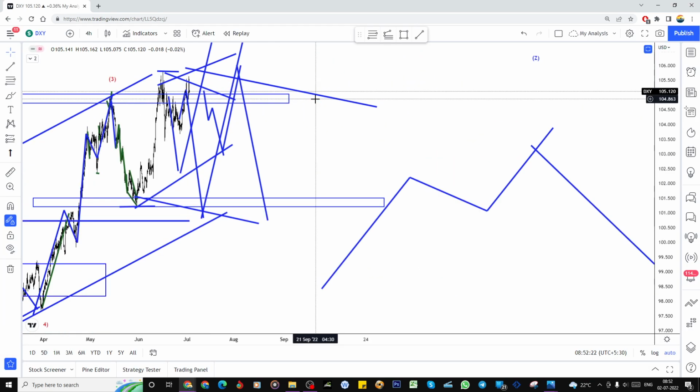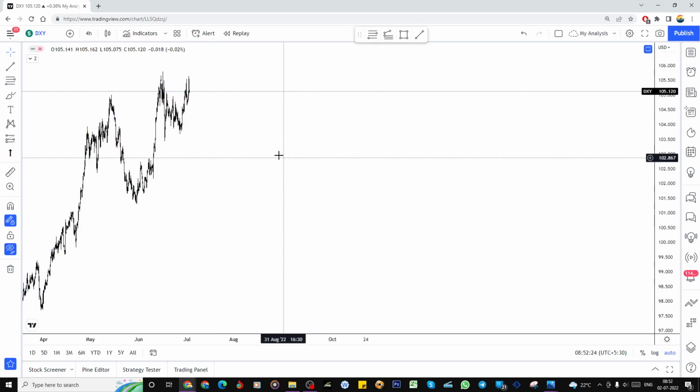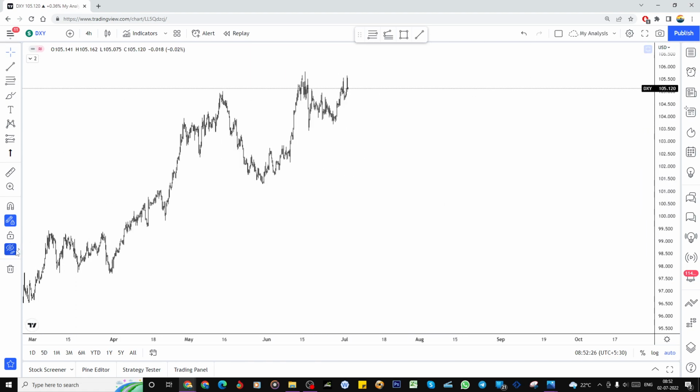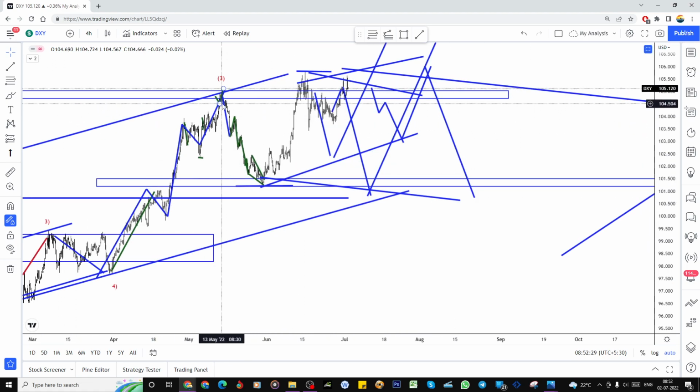Here, what I explained the previous week remains the same, nothing changed so far. Previously I thought we are in the bigger fourth. The third wave has completed and we are in the fourth wave, and that could be a triangle or an irregular flat formation.